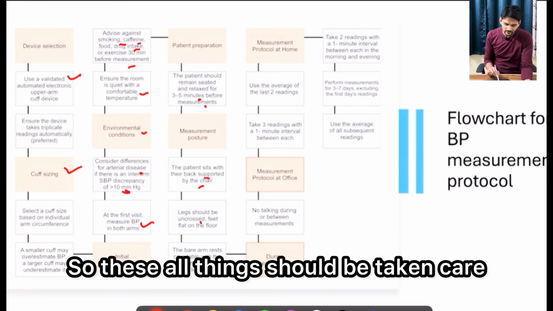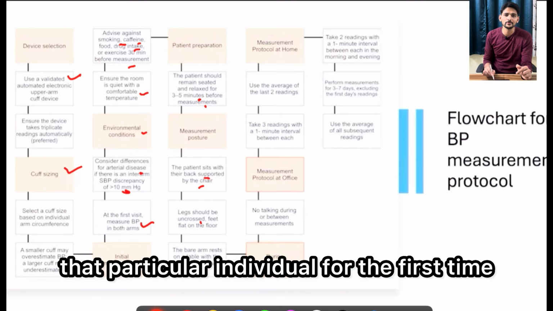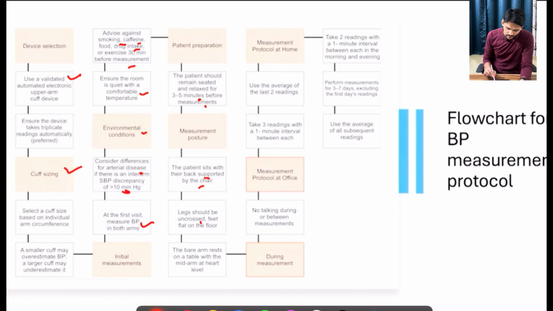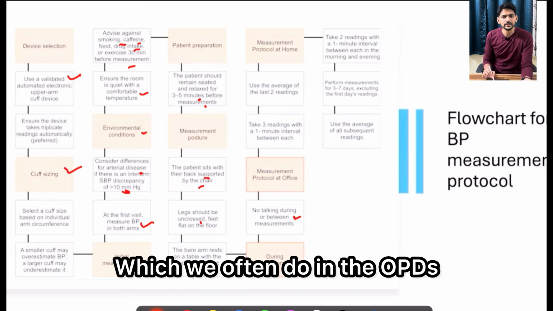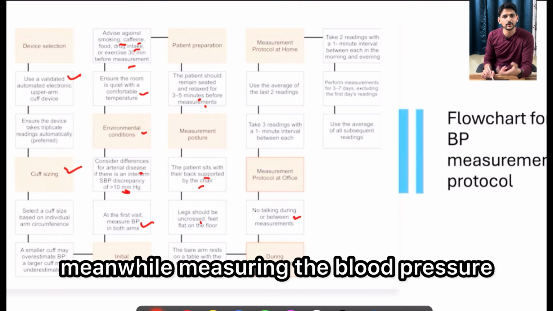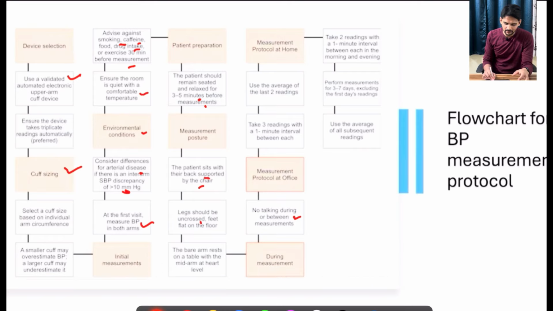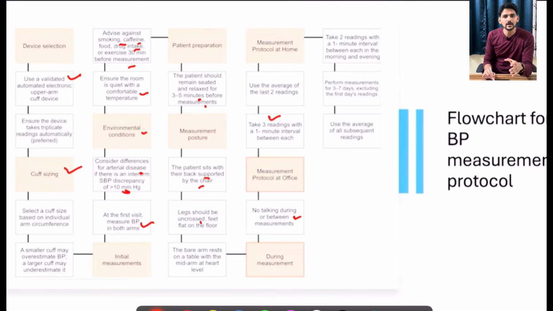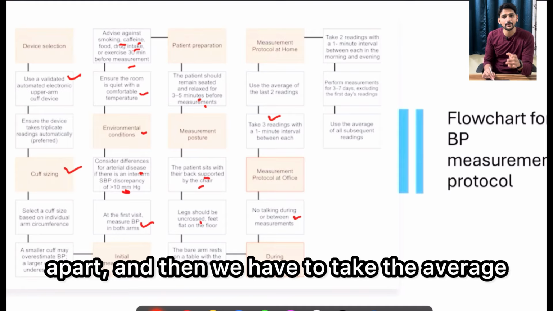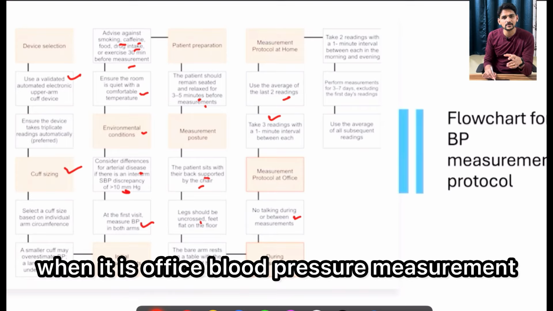So all these things should be taken care of when measuring the blood pressure in that particular individual for the first time. And during measurements, there should not be any talking, which we often do in the OPDs, like taking the history while measuring the blood pressure. Ideally, it should not be done. And for the first time, if you are doing this, take 3 readings, 1 minute apart, and then we have to take the average of the last 2 readings. So all these things should be followed when it is office blood pressure measurement.